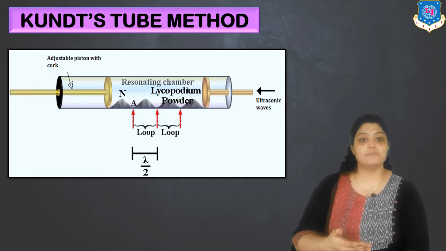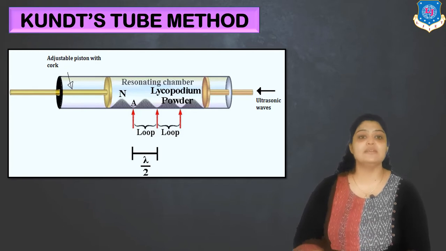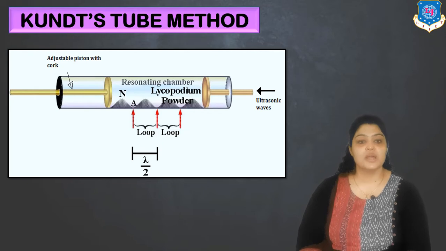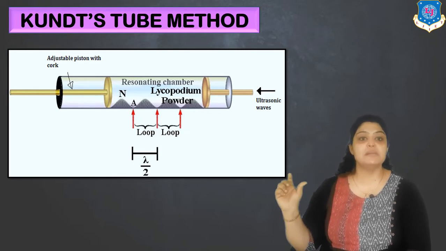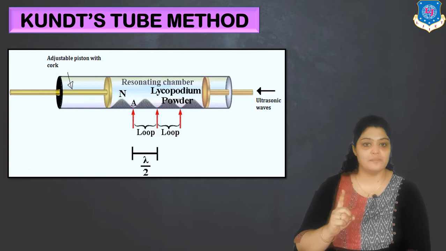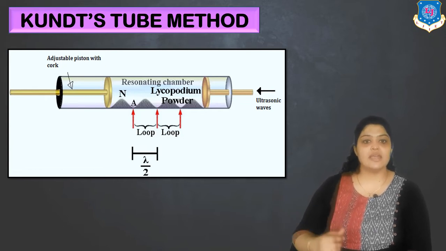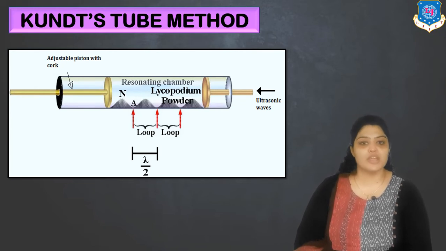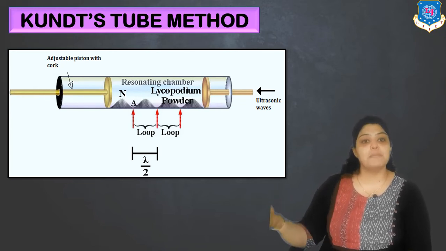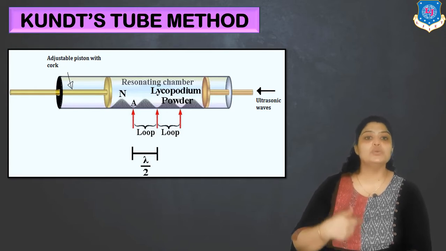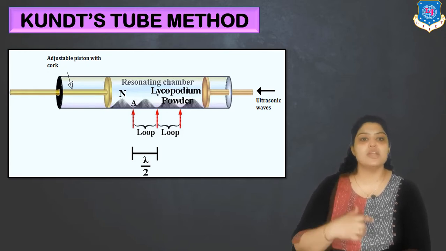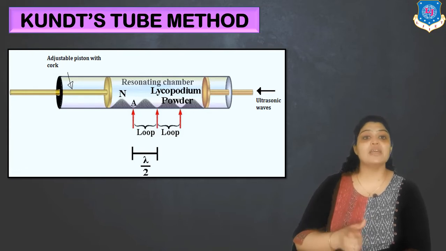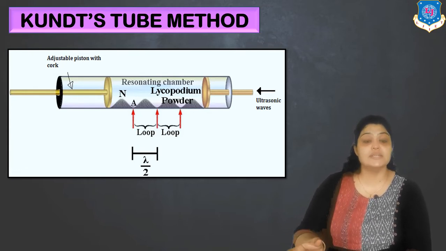To see these heaps and come to know the wavelength of these waves, we require a transparent surface, and that is the reason we are using a transparent glass tube. This glass tube has an adjustable piston and a movable cork. At the other end, there is a source which can generate piezoelectric waves of suitable frequency. If ultrasonic waves are passed from the other end, we know that ultrasonic waves are sound waves, having regions of compressions and rarefactions.